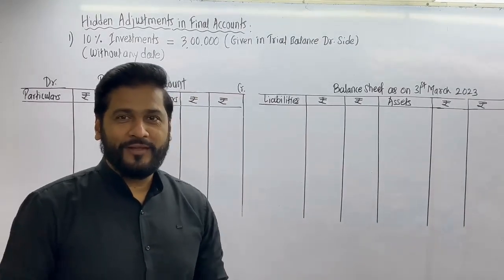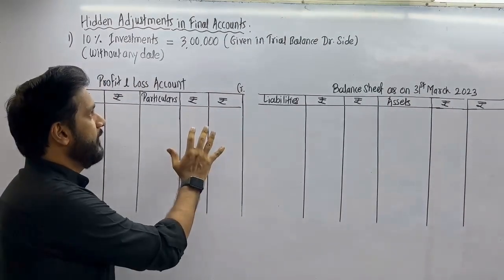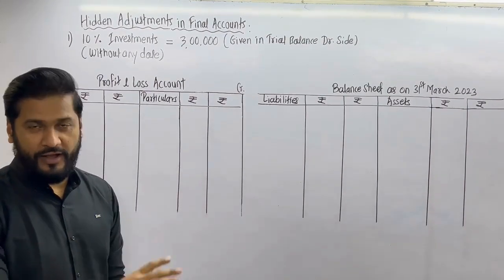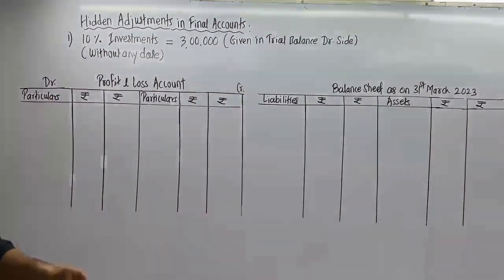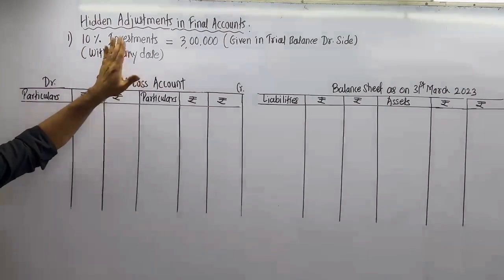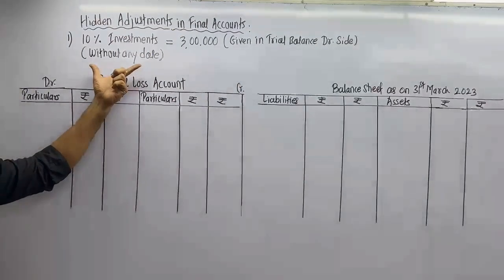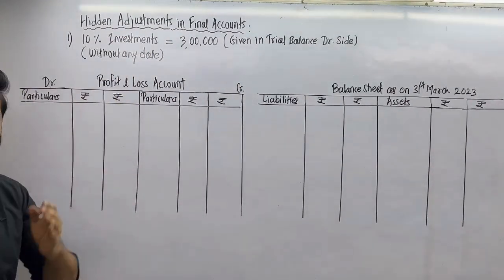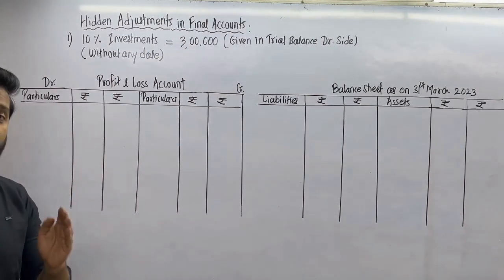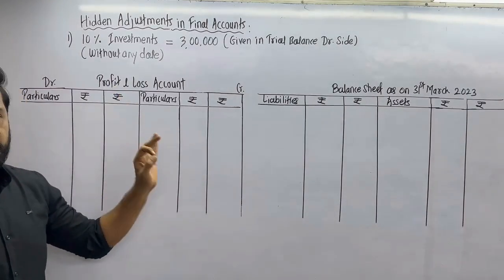Hello everybody. Today we will try to understand some hidden adjustments that trouble most of the HSC students in partnership final accounts. Let us understand the first adjustment that I have taken: 10% investment given in the trial balance without any date. Okay, we'll go step by step. First, without any date, with date, and then with interest given. So let's understand this simple adjustment.